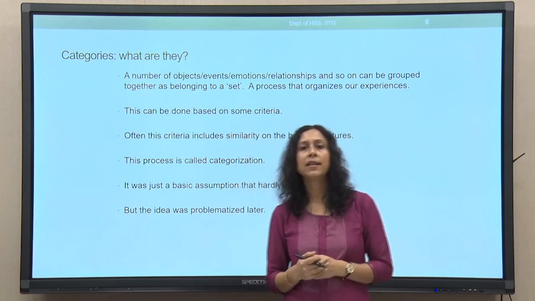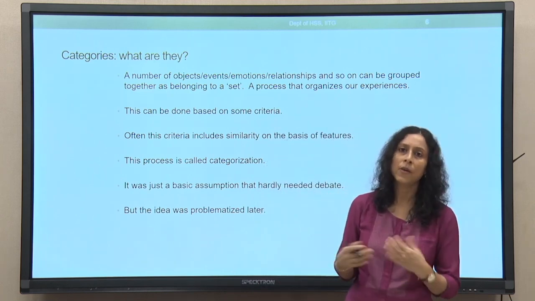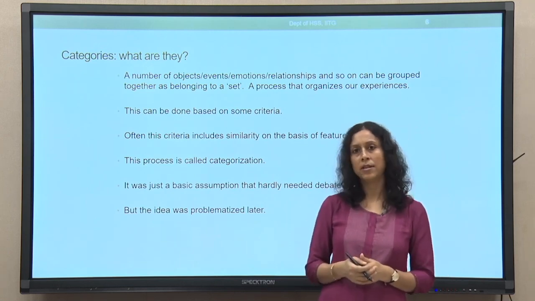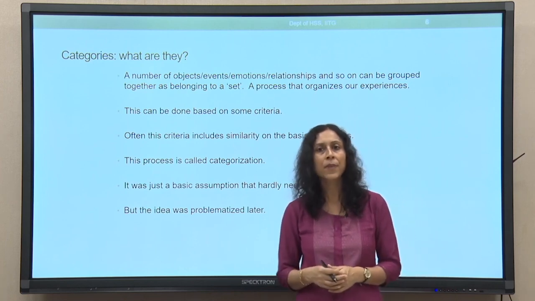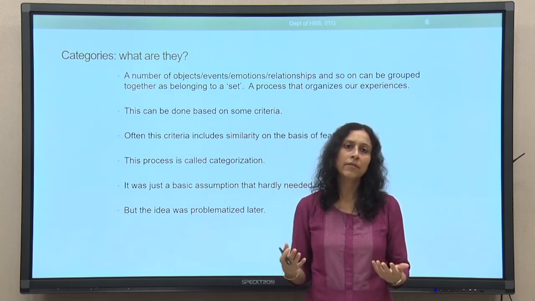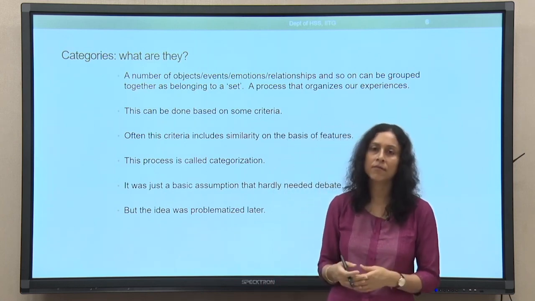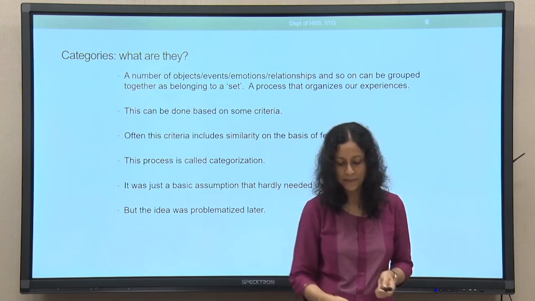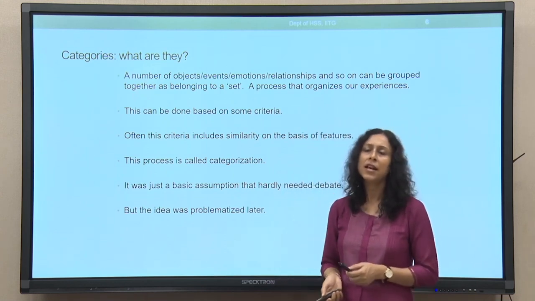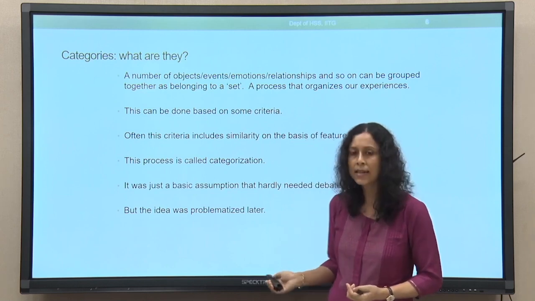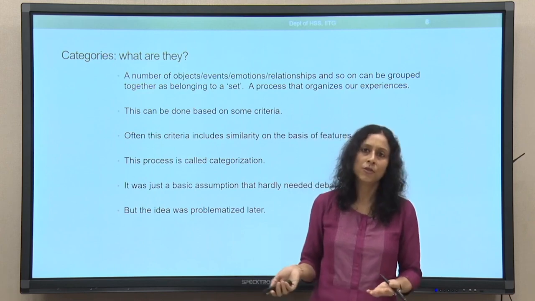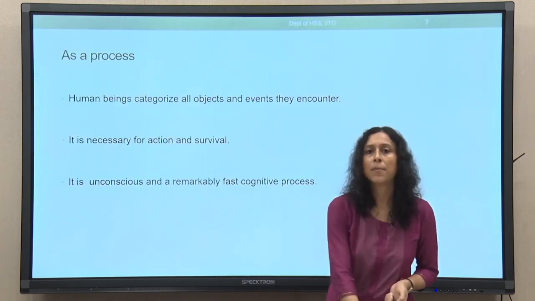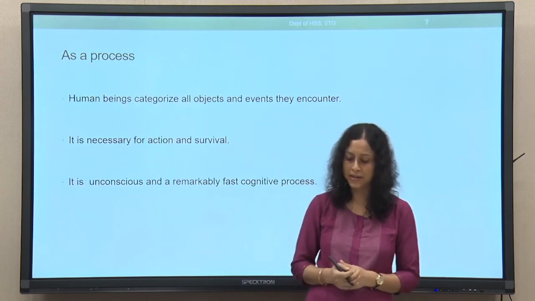Now, this idea of categorization and having categories in the world of objects, things, emotions and all that was not really a big deal if we look at it historically. If we go back to the Greeks, like everything else, it was not even a debate, it was taken for granted. Even though we talk about Aristotle as the person who gave us the classical theory of categorization, it was not really exactly a theory. It was something that was there, understood to be true, an a priori truth. However, that changed. The idea was problematized to a large extent much later in history.